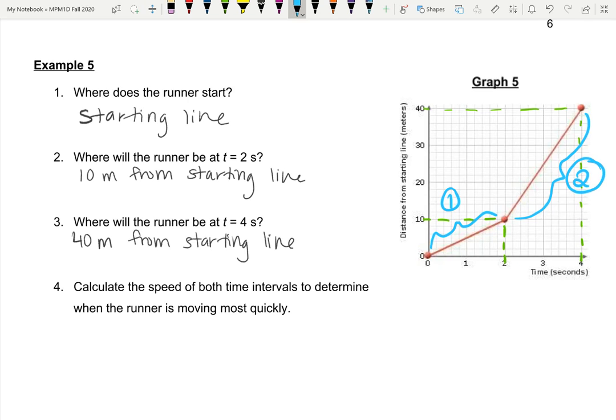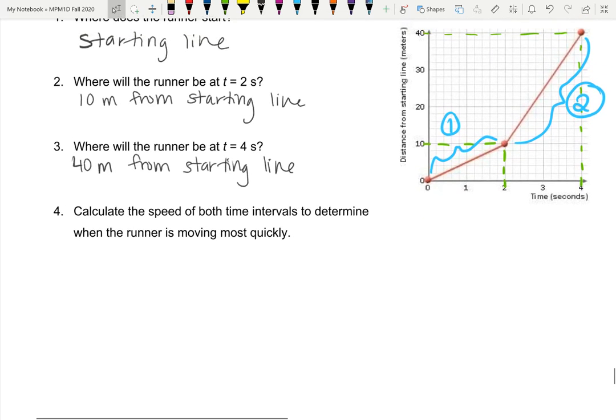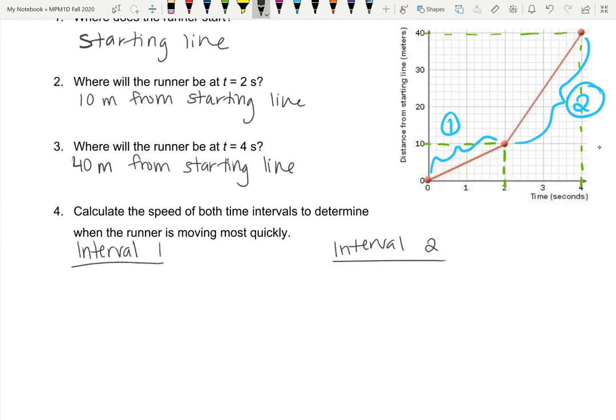And when is the runner moving most quickly? Well, we can already just see from looking at the steepness of the line that it's probably going to be interval 2, because it's a steeper line, but we're going to just algebraically calculate the speed. Okay, so interval 1, and then we'll do interval 2 over here. So speed equals distance over time. So the distance of interval 1 is 10 meters over 2 seconds. 10 meters in 2 seconds. So that's 5 meters per second.